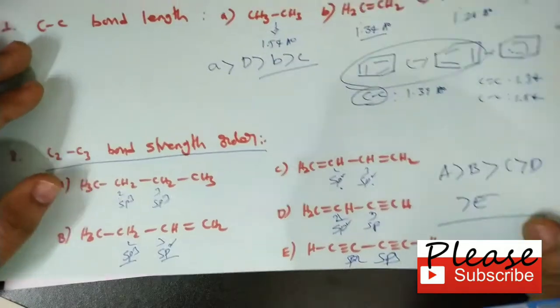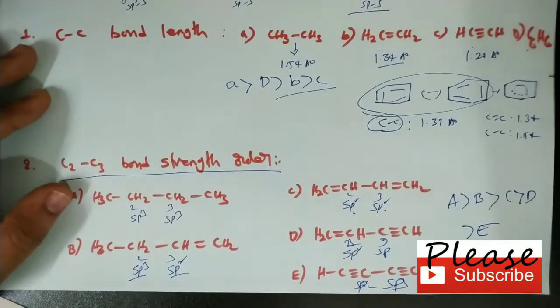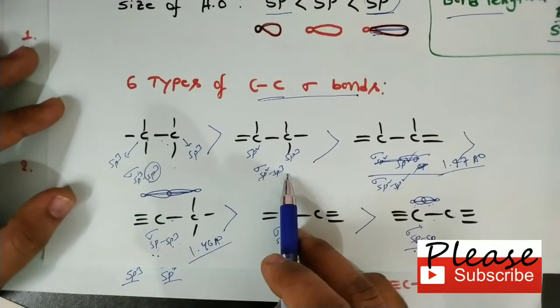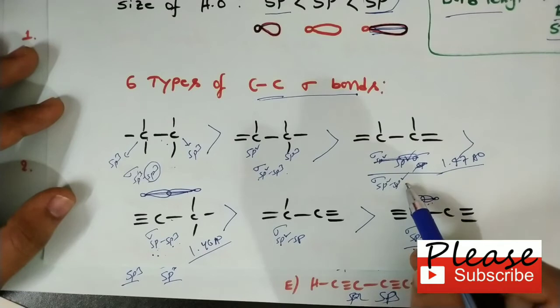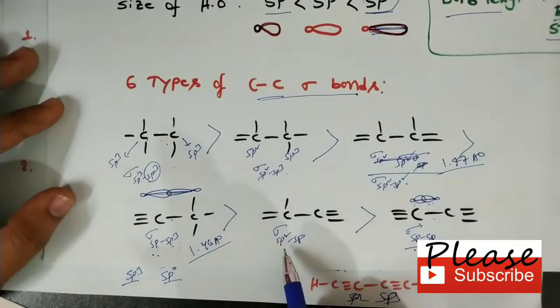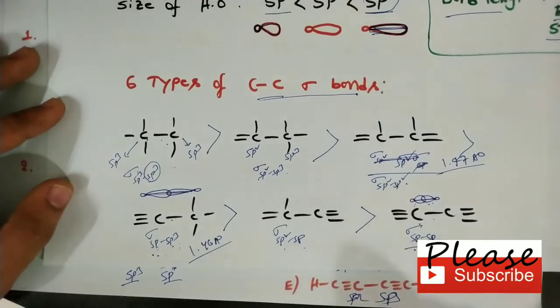As in this case, we already discussed this one. Sigma sp3-sp3 has the highest bond length, the next sigma sp3-sp2, and the third one is sigma sp2-sp2. Next is sigma sp3-sp, then sigma sp2-sp, then sigma sp-sp.